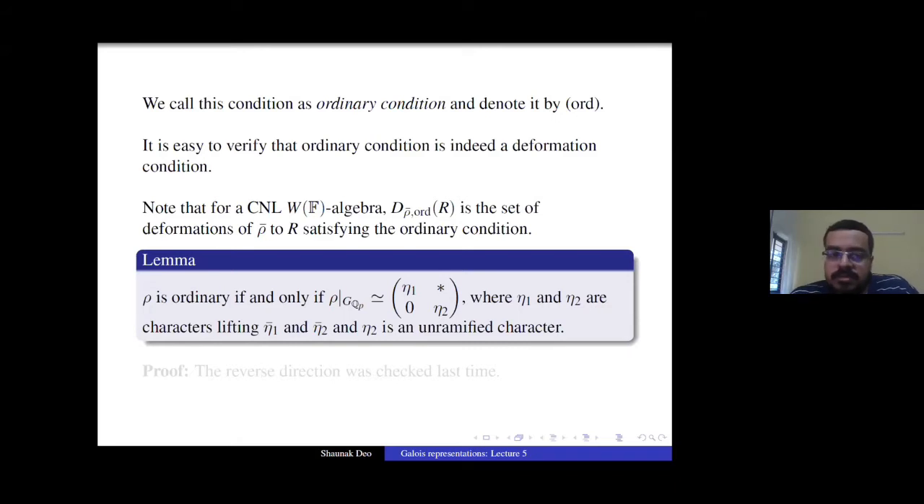That rho is ordinary in our sense if and only if rho restricted to GQP is upper triangular with characters eta1 and eta2 on the diagonal, which lift eta1 bar and eta2 bar, and eta2 is an unramified character. So this was the equivalence, right? We formulated a condition which seems a bit complicated, but it was in terms of trace and determinant, and it has this nice formulation in terms of the classical language that we already know. We proved the backward direction, right? The reverse direction was very easy. We just computed rho of H minus determinant of rho of H times identity, times rho of G0 minus B times identity. And this product turned out to be the zero matrix because of this upper triangular shape, and so the ordinary condition was trivially satisfied. So we'll now see the forward direction.